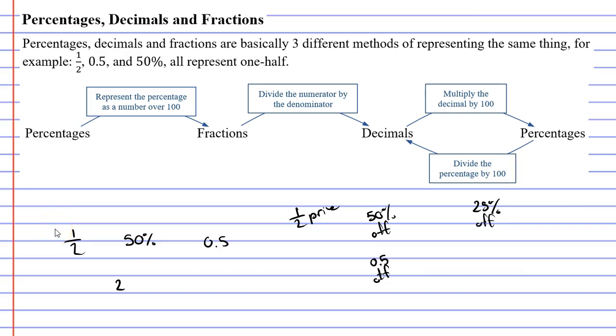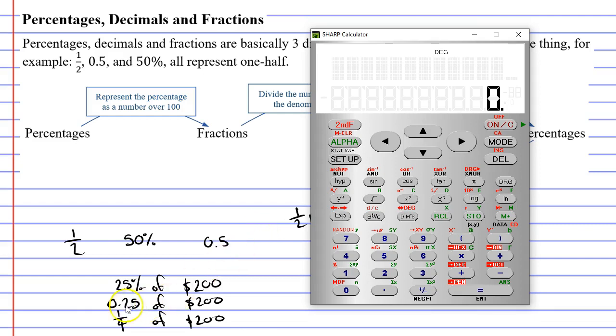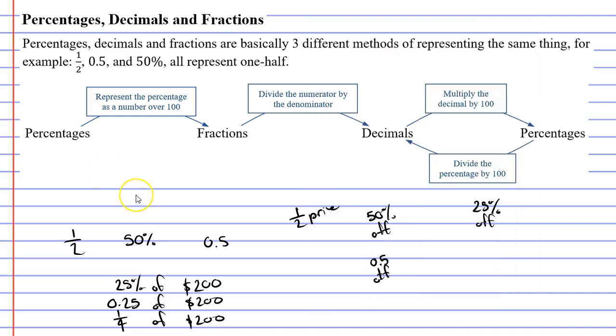Let's say I wanted to find 25% of a price. I wanted to find 25% of $200. Now, if I was to write this as a decimal, it would look like 0.25 of $200. Or if I was to write it as a fraction, it would look like this, 1/4 of $200. So let's bring up the calculator and make these calculations. It's really easy to find 0.25 of $200. Look at this, 0.25 times 200. And I get 50.